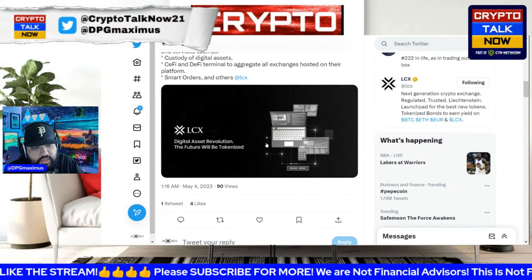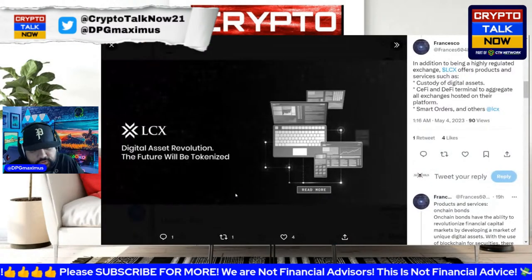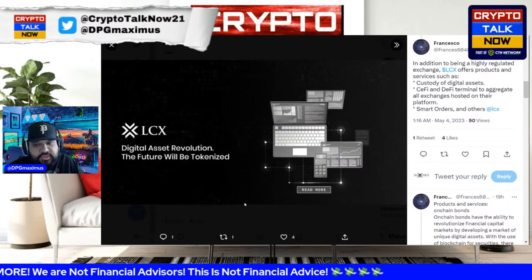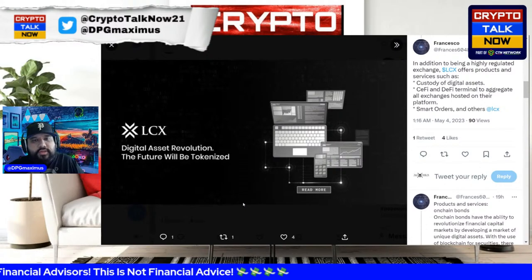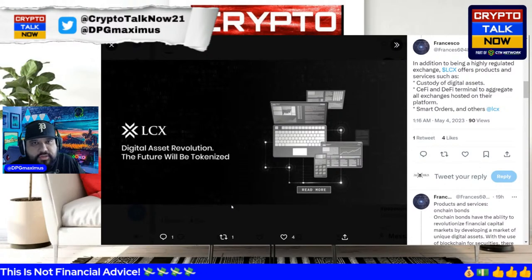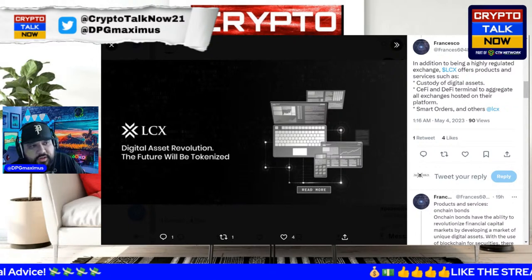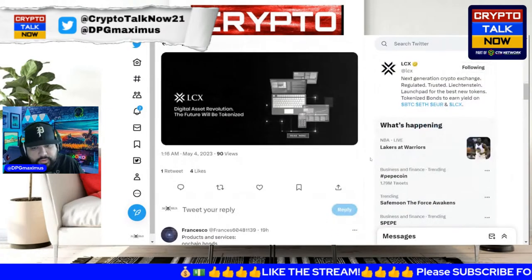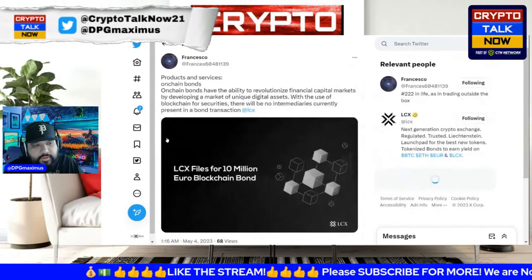The digital asset revolution. The future will be tokenized. How do we know that? You already saw the tokenization of diamonds. You saw Leo X, the recent thing, the tokenization of movie tickets and concert tickets. Anything that can be tokenized of value is going to be tokenized here in the future.